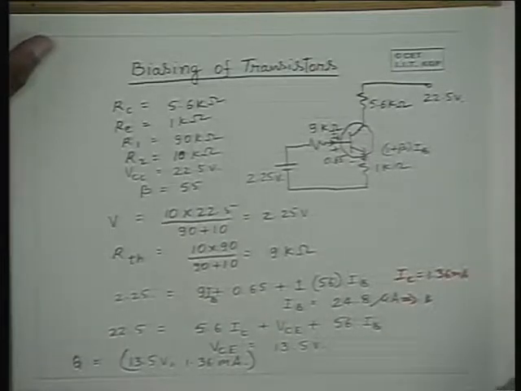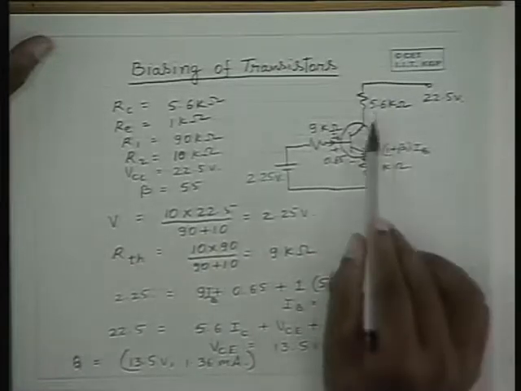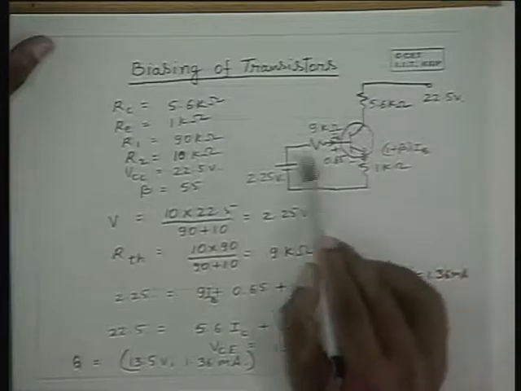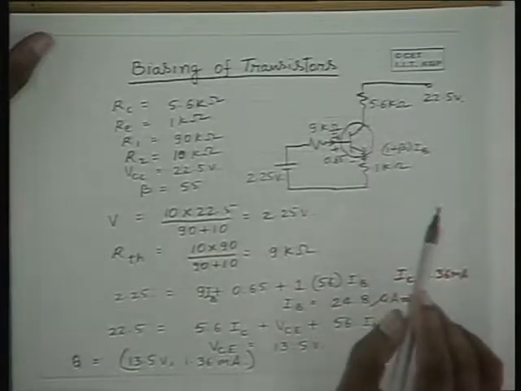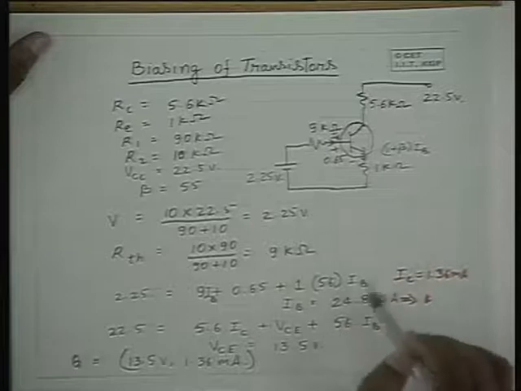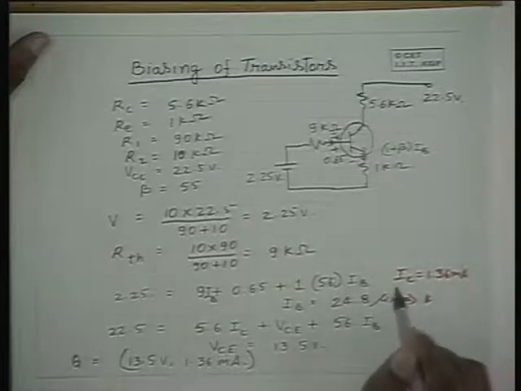And as I explained, the design problem is the inverse problem, wherein given the Q point, we can determine RC, RE and the Thevenin resistance. And when the unknowns are more than the number of equations which we have here, we have to choose a convenient value for one of the variables and determine the rest of the variables.